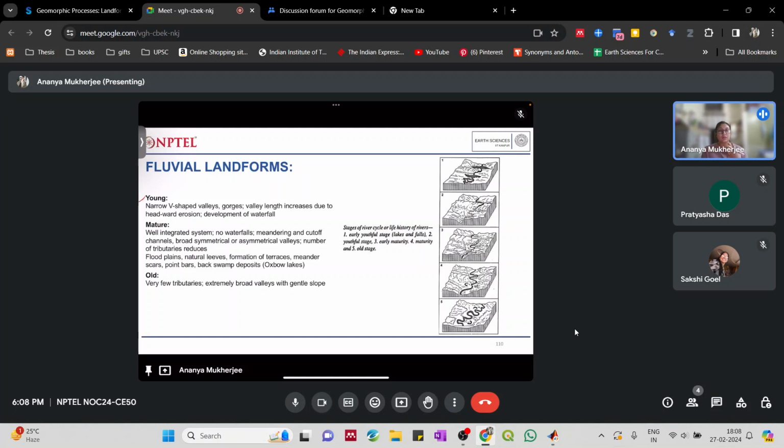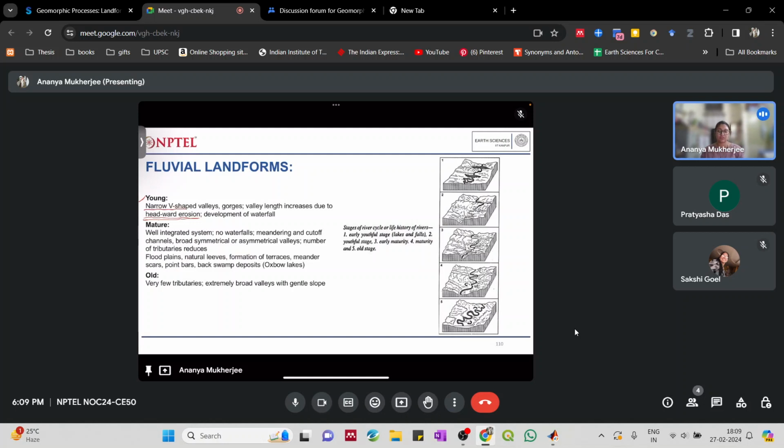There are many other factors that play a role in understanding what kind of landform would be formed by the natural agent acting there. But for the younger stage, most of the landforms developed are due to erosion. This is also called headward erosion. The head is the point of the river which is moving onwards.